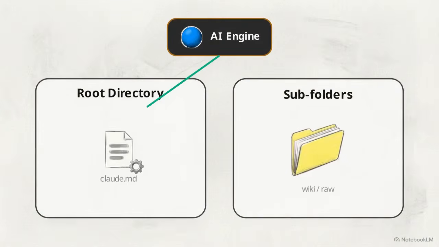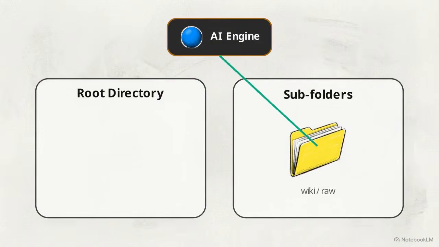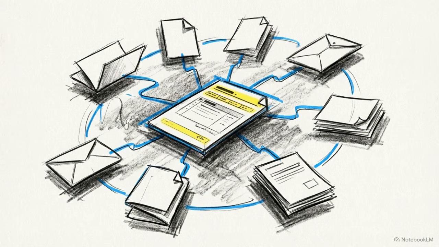To function correctly, this schema file must stay in the root directory. If you move it into a subfolder, the AI will lose access to its instructions. This single file provides the AI with the logic needed to manage your workspace autonomously.